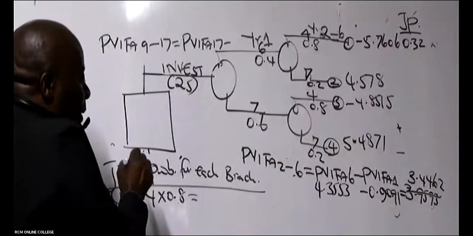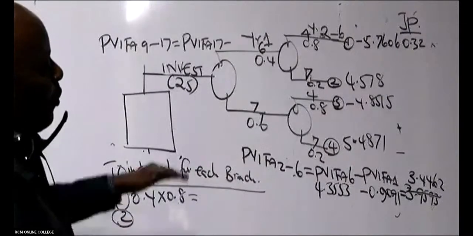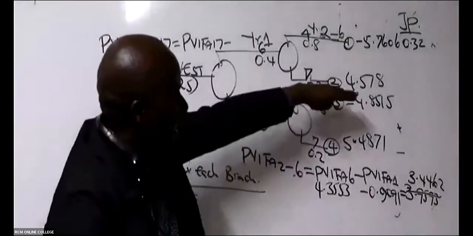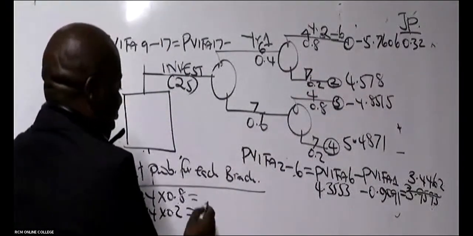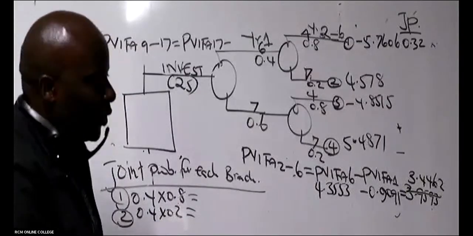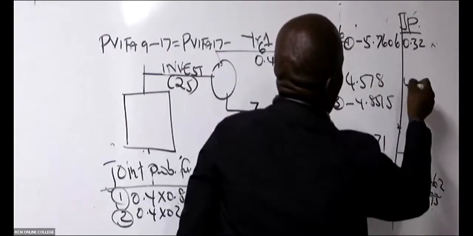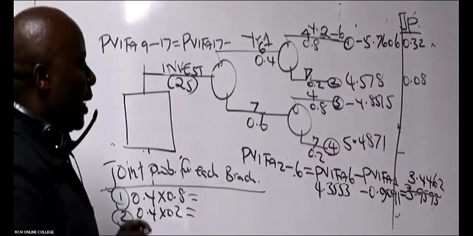How about branch number 2? Is there anybody who can give me the JP for branch 2? For branch 2, you can see here there is no probability, here there is a probability, here there is a probability. So it will be 0.4 times 0.2. Can somebody give me this figure? 0.08. You write like that.